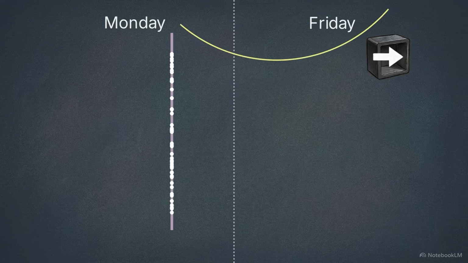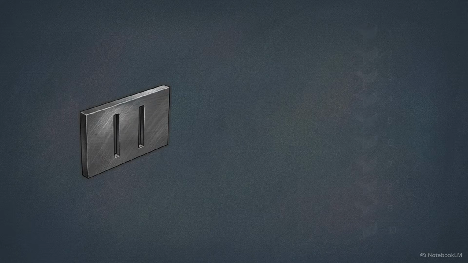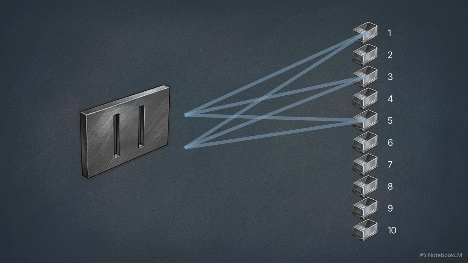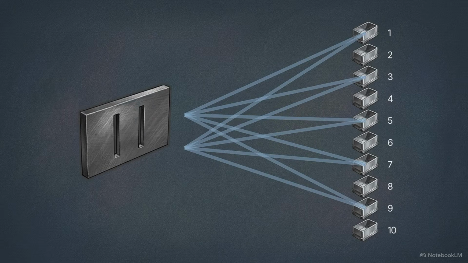To understand the resolution, we have to rethink the detection screen. Instead of a flat wall, imagine the screen as a discrete row of buckets, each numbered 1 through 10. When the particle behaves like a wave, its two possible paths interfere. The waves constructively align to force the particle into the odd-numbered slots, while destructively canceling out over the even-numbered buckets. Conversely, if the particle acts like a solid pebble, there is no wave interference. It simply travels through one slit and has an equal probability of landing in any bucket across the entire row.